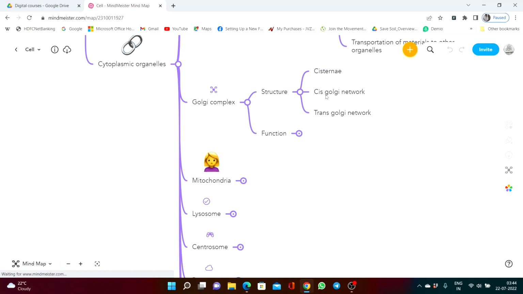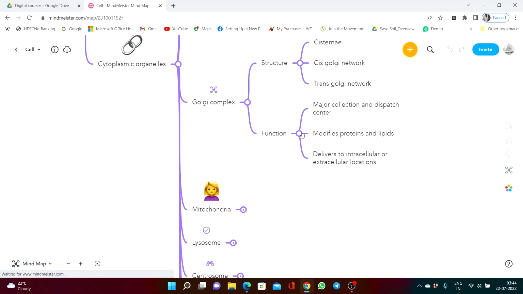Now, the group of vesicles apart from the cisternae, which are closely present towards the stacked cisternae, the ones towards the cis phase are called the cis Golgi network, and the vesicles present on the trans phase are called the trans Golgi network. The Golgi complex acts as a major collection and dispatch center.